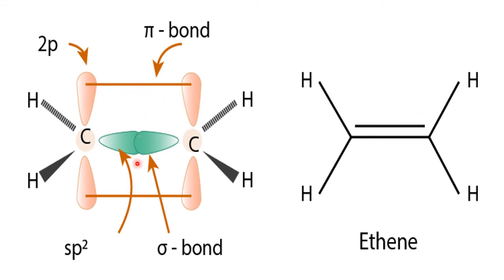But this bond is a head-on overlap, an effective overlap. So it is a strong bond. The C-C sigma bond is a strong bond, whereas the C-C pi bond is weak. So these two will merge, one above the plane, one below the plane. They will go for an extra bond. So this extra bond is called what? A double bond.